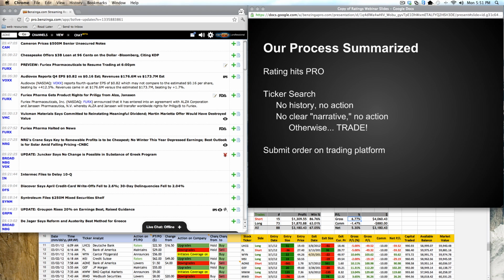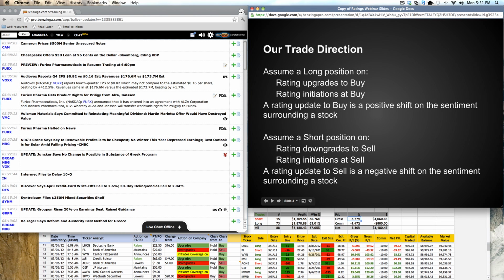Also, we choose our signals among these actionable types of rating changes. An upgrade to buy or an initiation of coverage with a buy rating for long positions, and downgrades to sell or initiations of coverage with a sell rating for short positions. This makes a lot more sense by going through our examples. Here's the first one, a short trade.